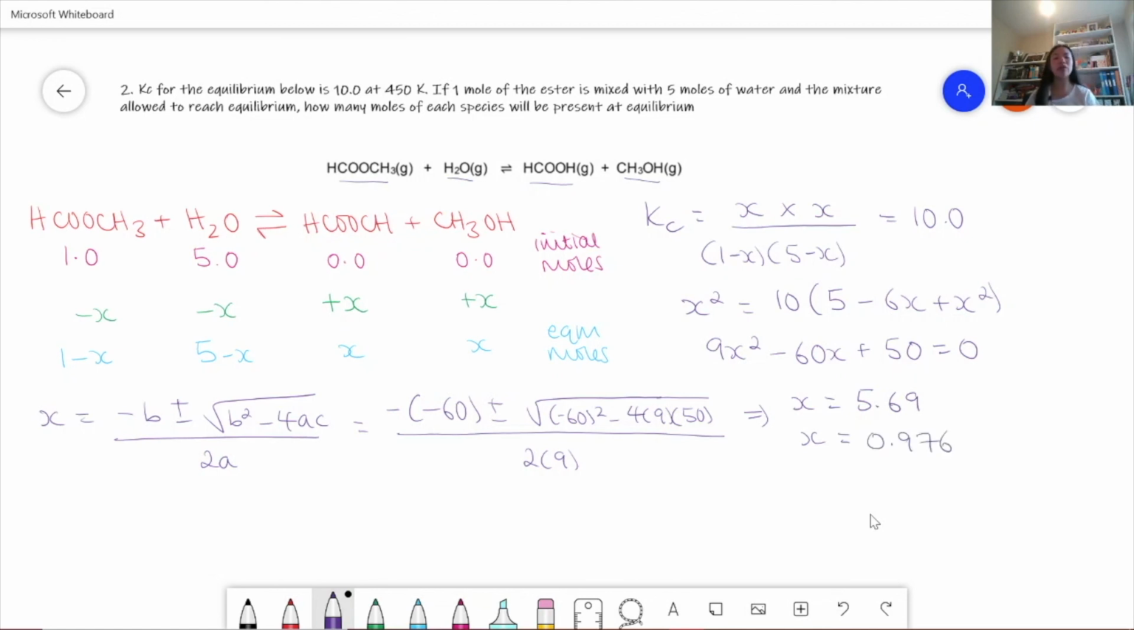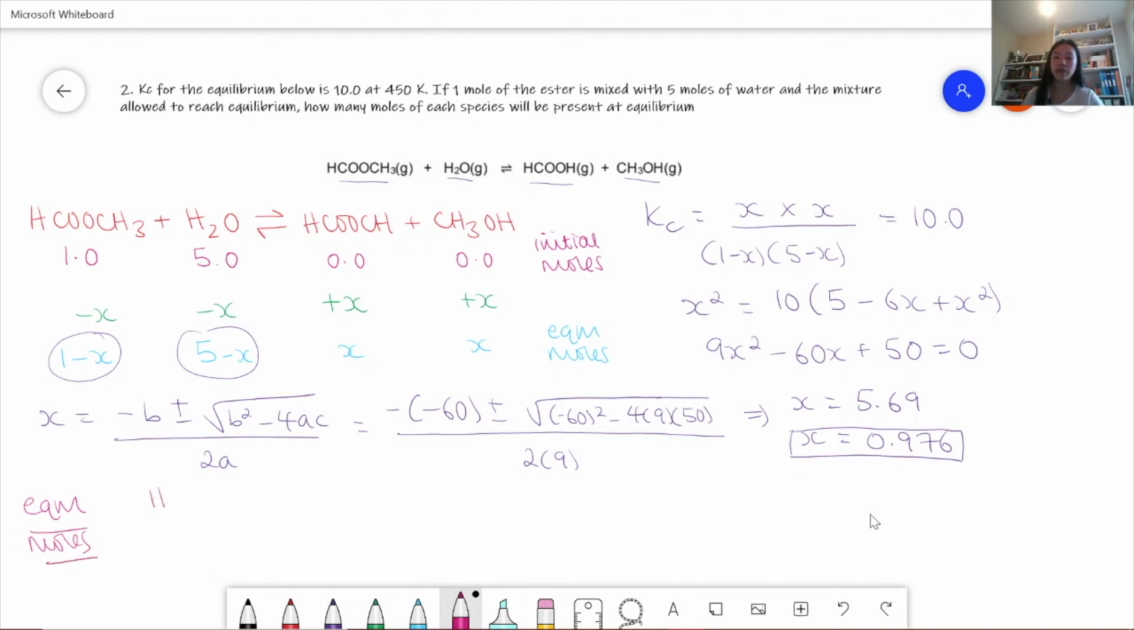And now we have to decide which one we use. Looking back at our equilibrium moles, we can't really have 5.69 because that means that this and this would be negative, and we can't have negative moles. So this means that we must have X equals 0.976. And so now we can find the equilibrium moles of all of the species just by plugging X into our expressions.